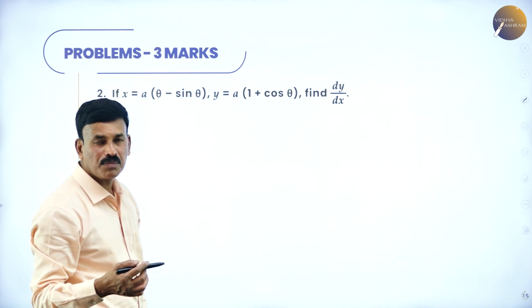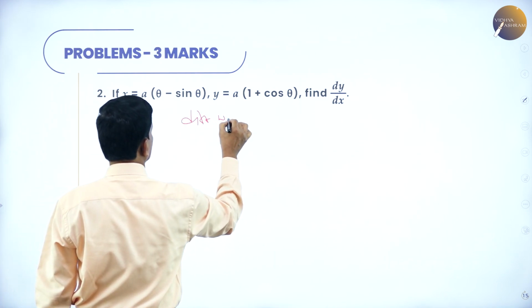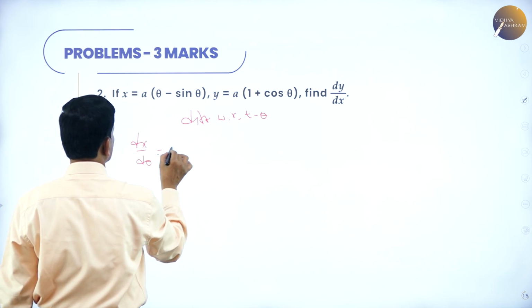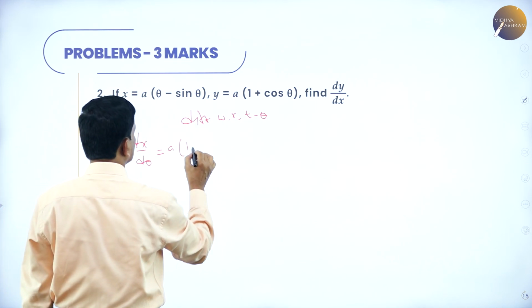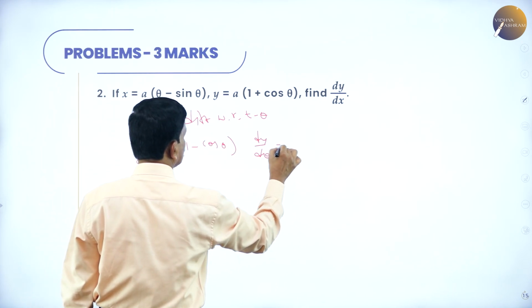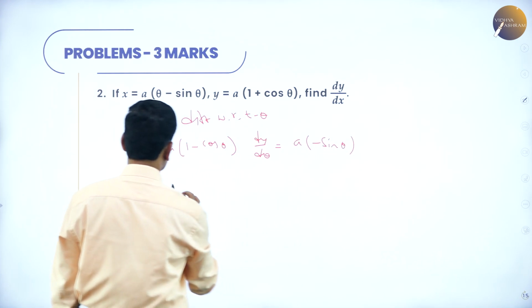Now, this is also a parametric problem with theta as the parameter. Differentiating with respect to theta on both sides, what happens? This is dx by d theta is equal to a into the differentiation of theta, which is 1, and sin theta, which is minus cos theta. Here it is dy by d theta is equal to a into the differentiation of cos theta, which is minus sin theta.